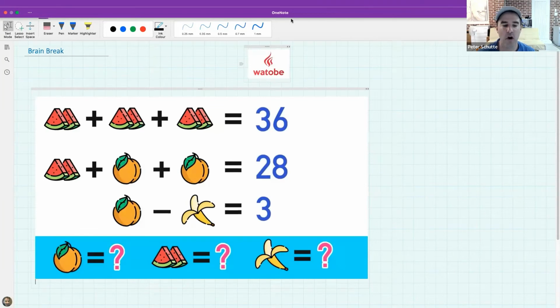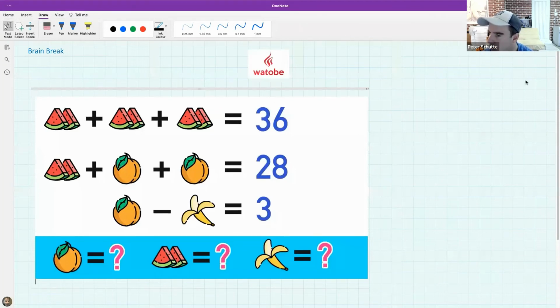So I'm looking for answers. And I've seen some answers. For 2 watermelons, I see Ziki's got an answer there. Lunga's put an answer in.